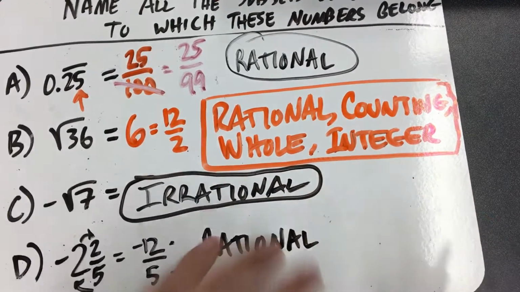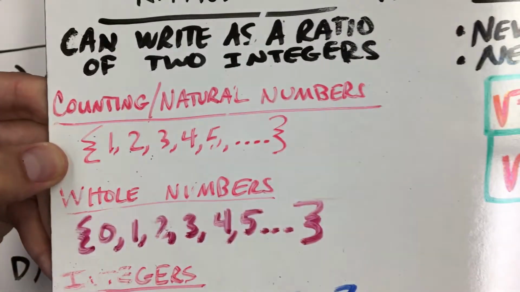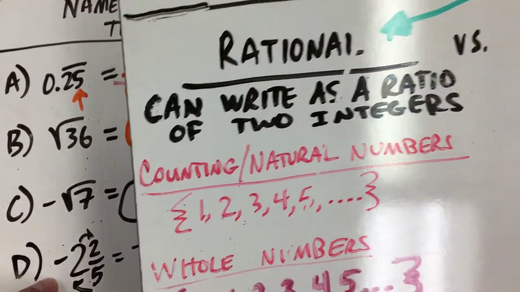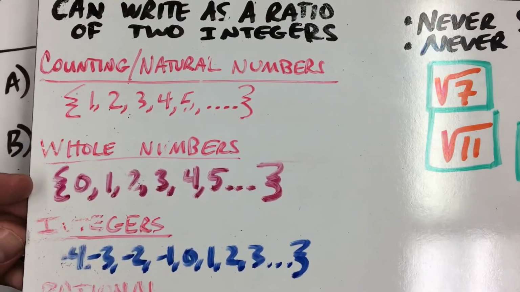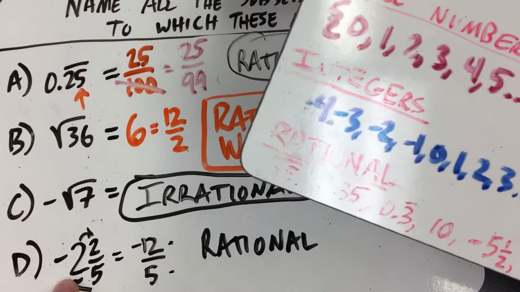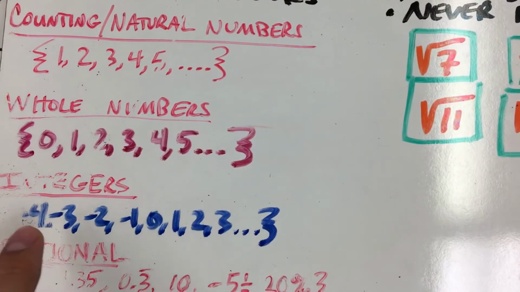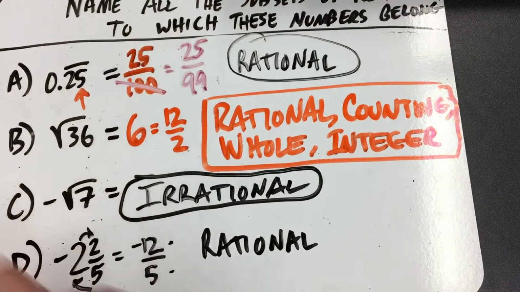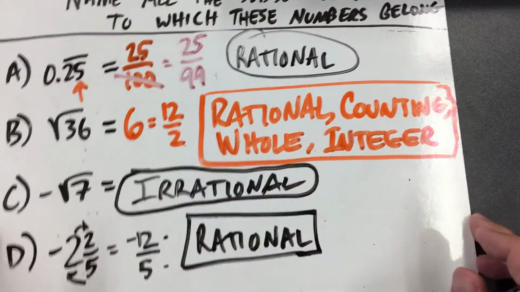And then let's check these smaller groups. When I count, if I start at 1 and I get bigger, will I eventually get negative 2? No. Negatives aren't a member of counting numbers. Are negatives in whole numbers? No. Are negatives in integers? They are, but are negative fractions? No, look at these. None of these have fractions or decimals. And so this is just rational. It's just like letter A. It does not have any of the other categories.